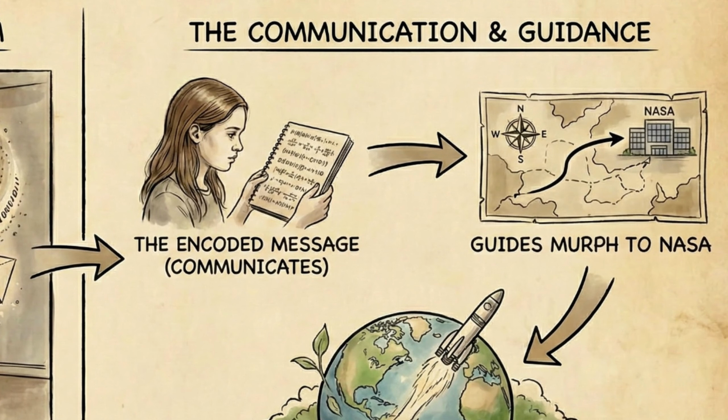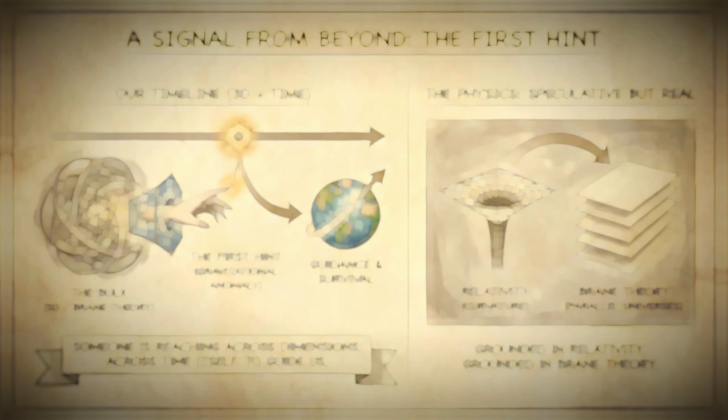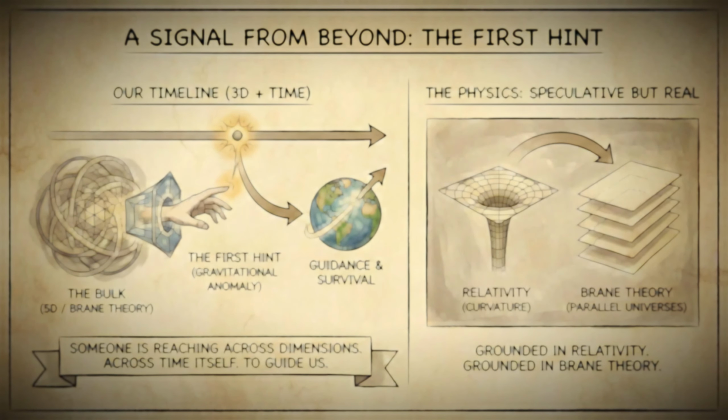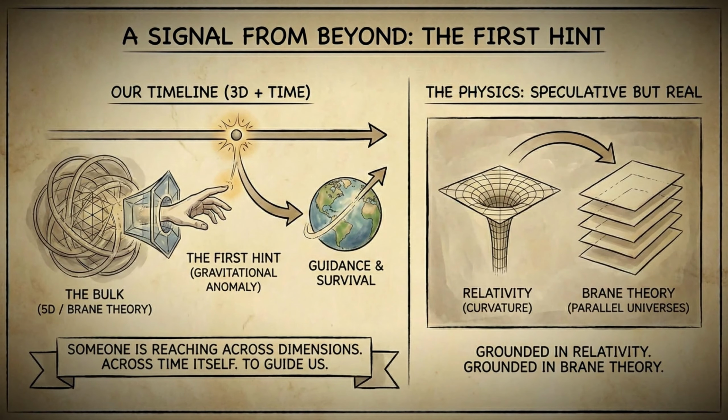And these patterns encode something. They communicate. They guide Murph to NASA. They save humanity. This is the first hint that someone or something from outside our timeline is trying to save us. Someone is reaching across the fabric of reality to help us. And the physics? The physics is real. Speculative, yes, but grounded in relativity. Pretty incredible, don't you think?